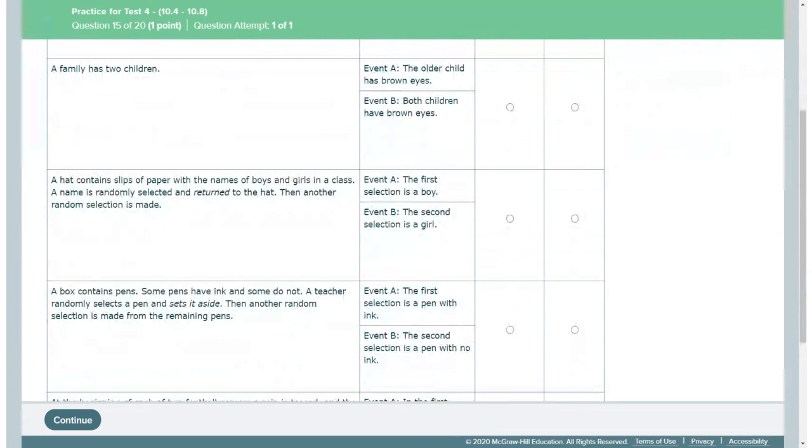All right, so we've got a family of 2 children, and we're talking about eye color.